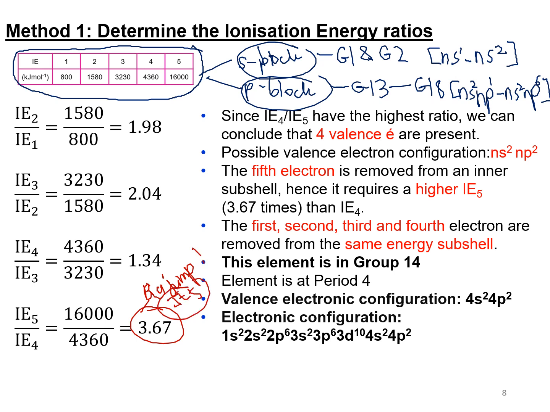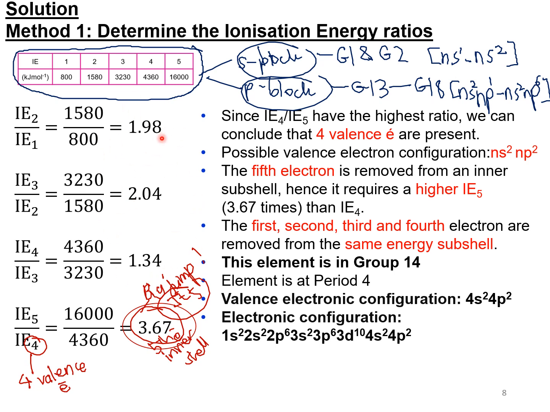Apakah maksudnya tu? Maksudnya elektron yang ke-5, okay, the 5th electron diambil di inner shell. Okay, bermaksud you akan ada 4 valence electron. Okay, sebab bila you look at the ratio here, daripada IE1, IE2 sampai IE yang keempat, dia punya ratio dia lebih kurang saja.